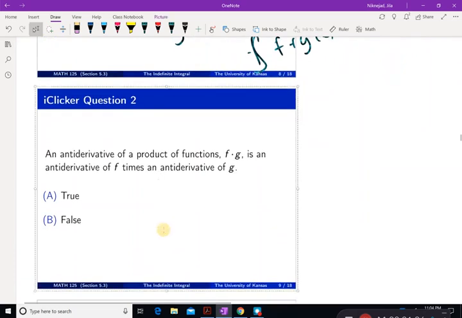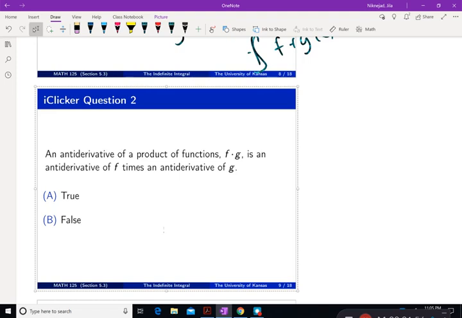Okay. I click question 2. An antiderivative of a product function f times g is an antiderivative of f times an antiderivative of g. True or false? So let's pause.